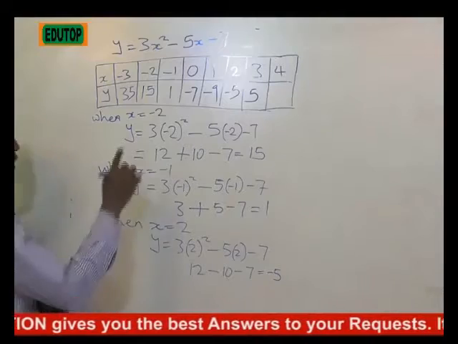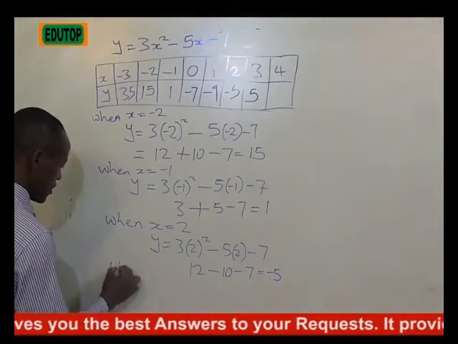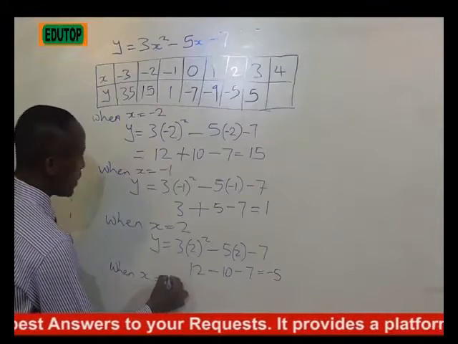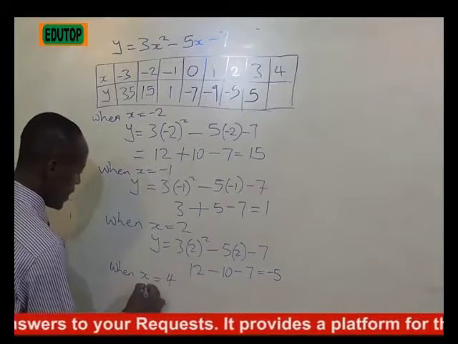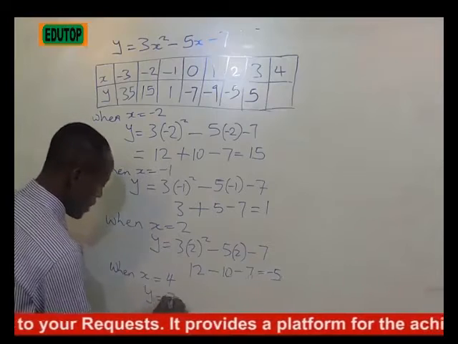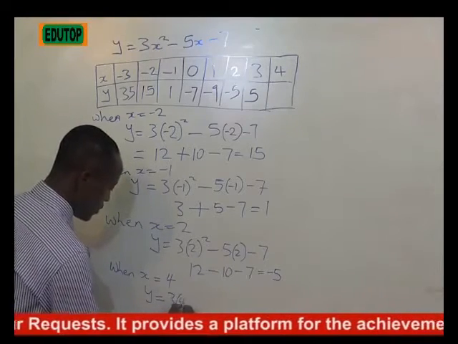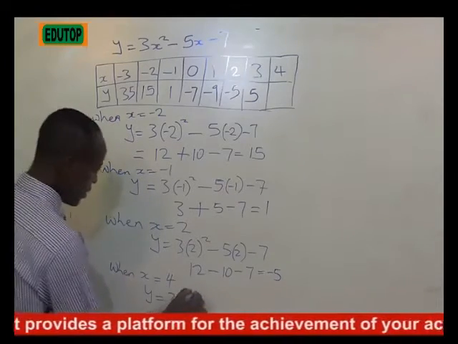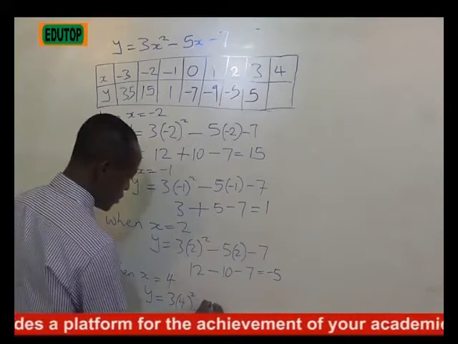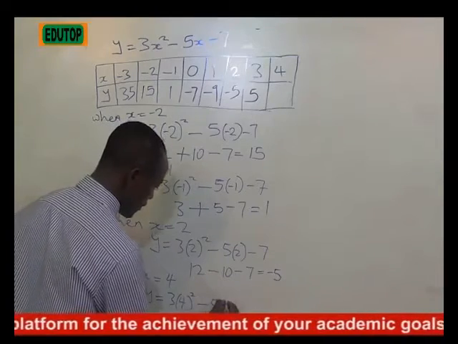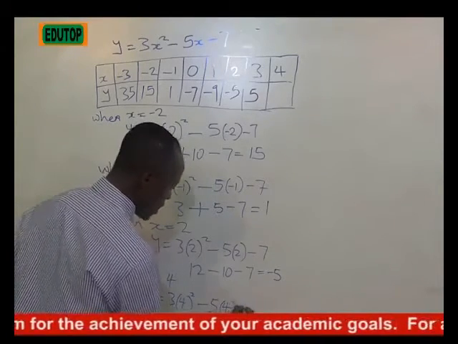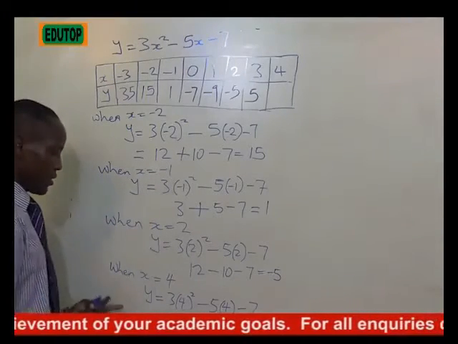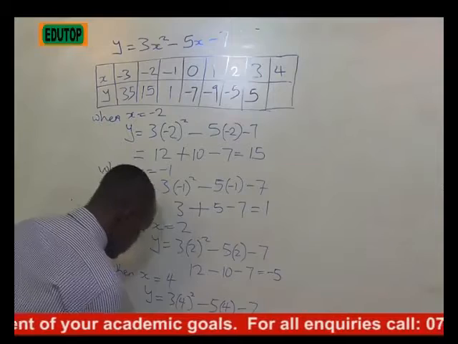So we now proceed to when x is equal to 4. Our y will be equal to 3 into bracket 4 squared minus 5 in the bracket 4 minus 7. Mind you, whenever you see x, you put the value of x. 4 squared is 16. 3 times 16 will give us 48.